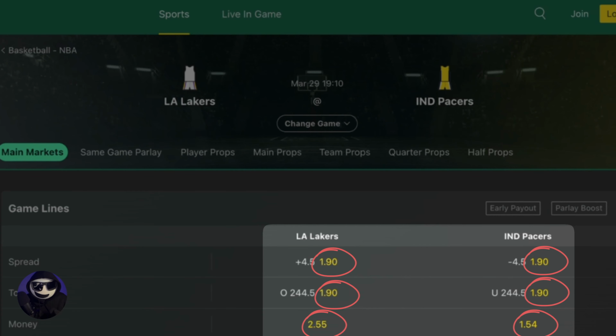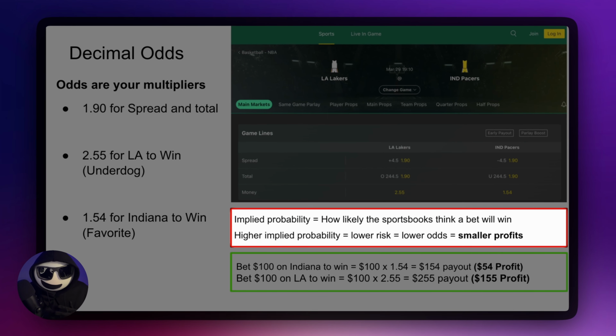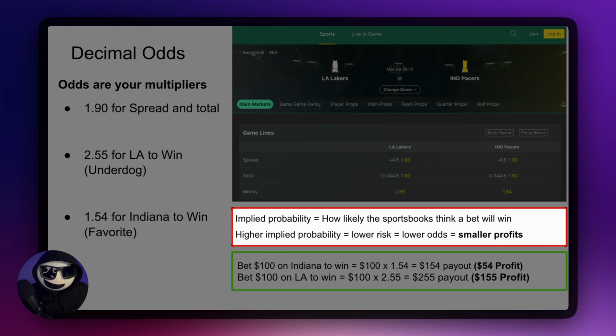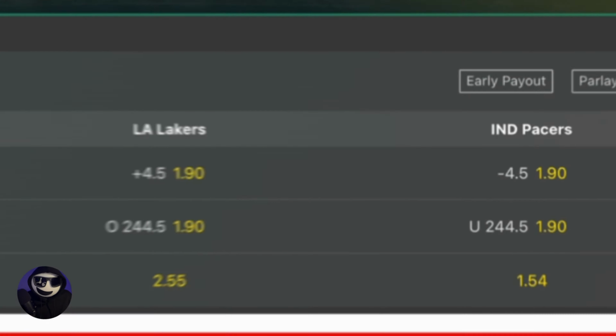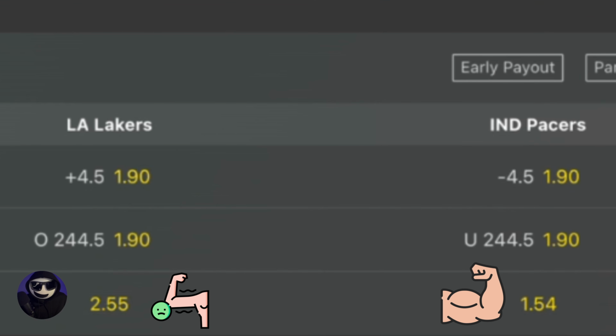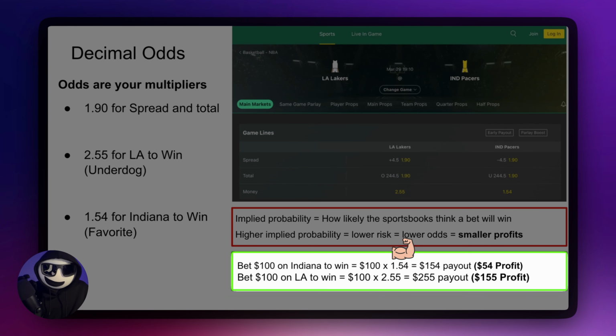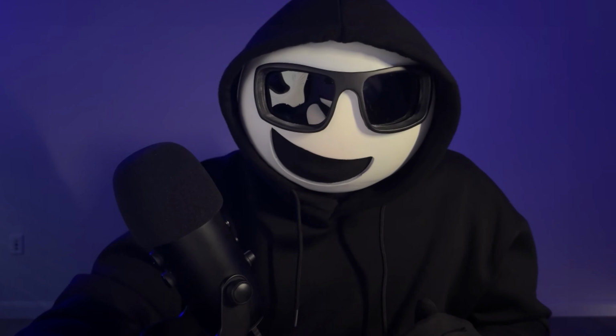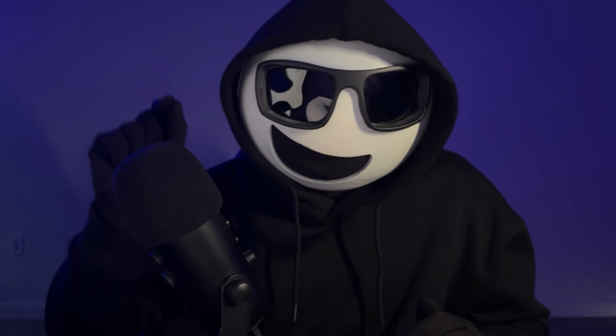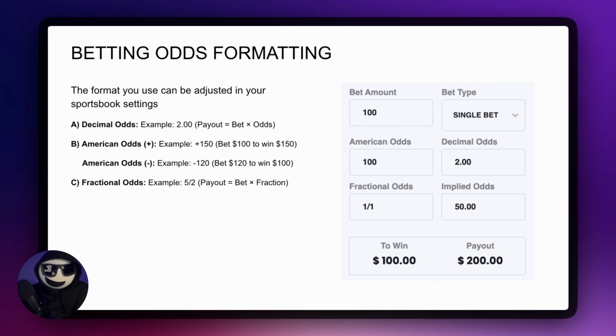Odds are the numbers that determine how much you'll make from your bet, and the higher the implied probability of your bet winning, the lower the odds. For example, if a strong team plays a weak one, betting on the favorite to win will give you a smaller payout since they're more likely to win. But if you take a bigger risk and bet on the underdog, you'll win more money because you made a riskier play. Now, sportsbooks have different formatting for odds, as you can see here.